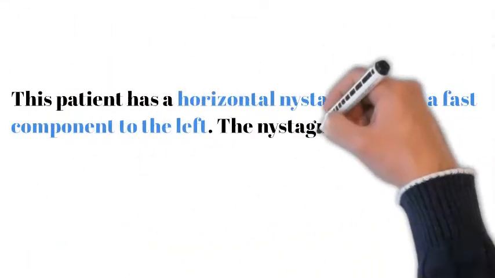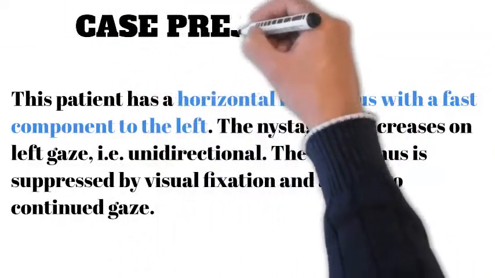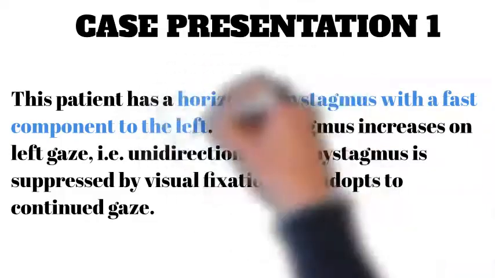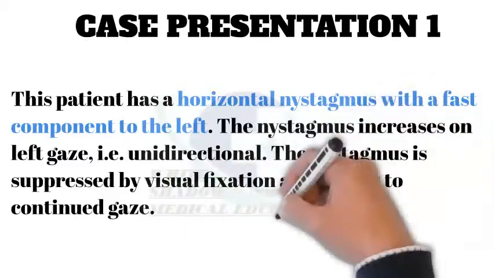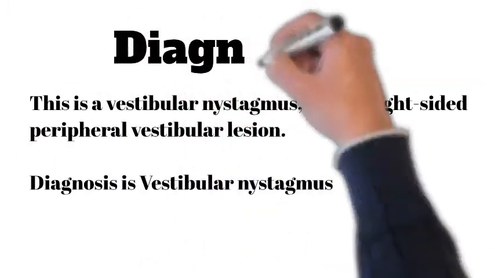Case 2. Case presentation 1. This patient has a horizontal nystagmus with a fast component to the left. The nystagmus increases on left gaze, that is unidirectional. The nystagmus is suppressed by visual fixation and adapts to continued gaze. This is a vestibular nystagmus, with the right-sided peripheral vestibular lesion.